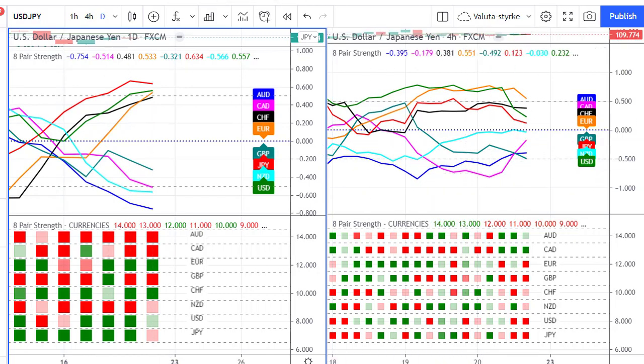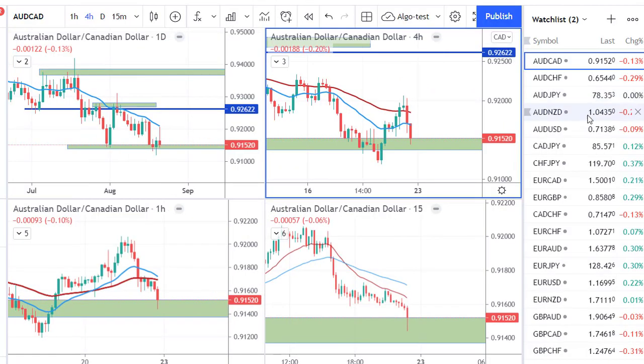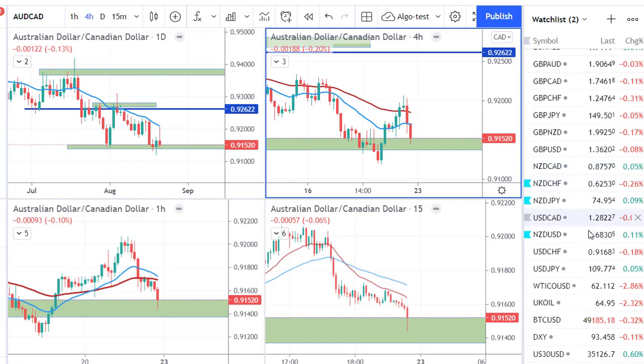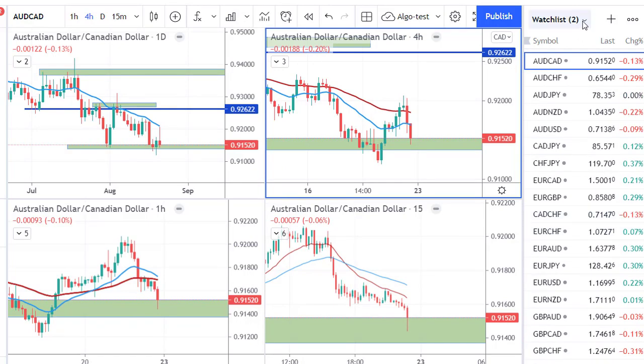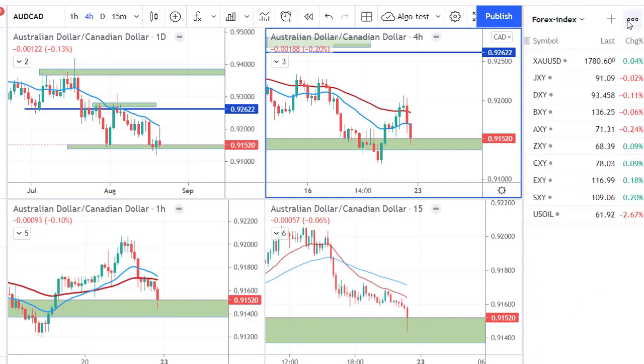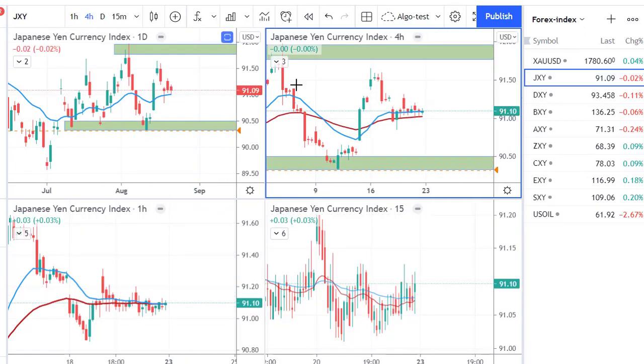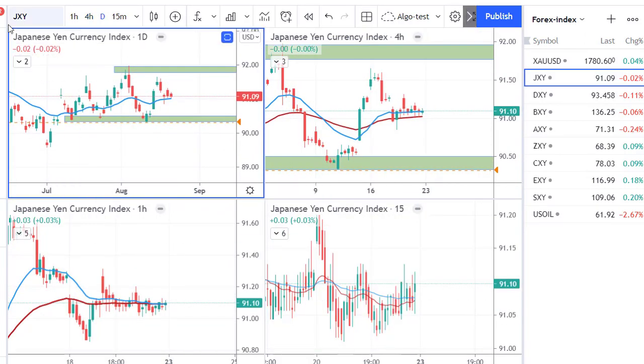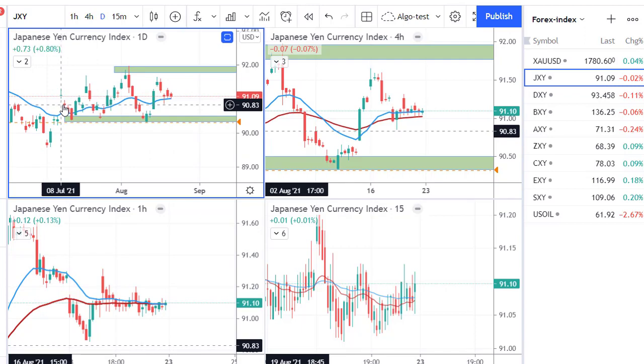More than this, every single morning I also made this Forex group. Let me just find it here. I have this group called the Forex Indices here. And there are 8 of them, meaning the JXY is the Japanese yen, and that is an overall index that is a weighted index of several different currencies towards the yen. So if we're looking at this, we can see overall where the Japanese yen is going.